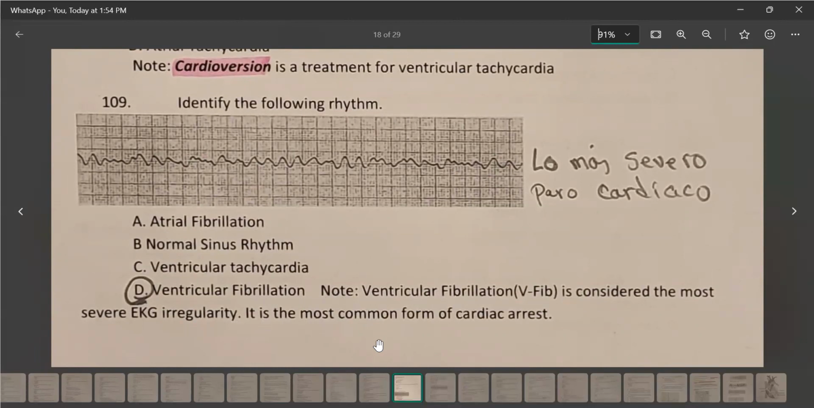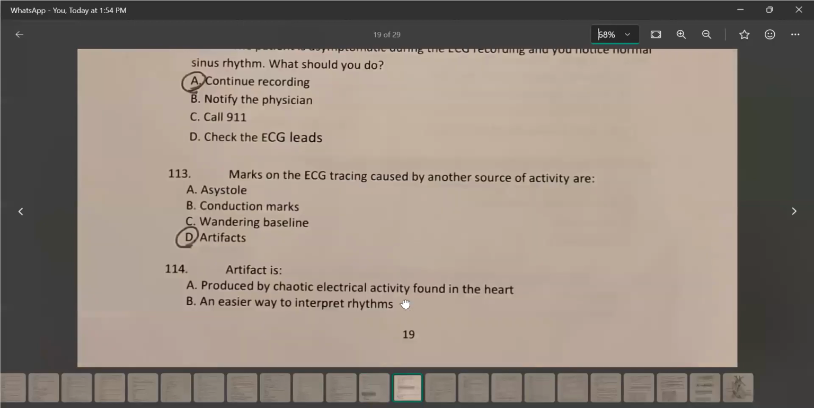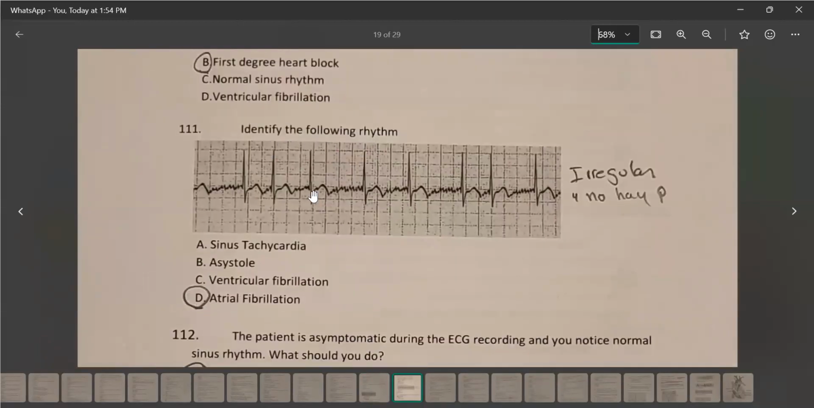Note, ventricular fibrillation, VFib, is considered the most severe EKG irregularity. It is the most common form of cardiac arrest. 110. Identify the arrhythmia shown on the following EKG. First-degree heart block. Identify the following rhythm. Atrial fibrillation.